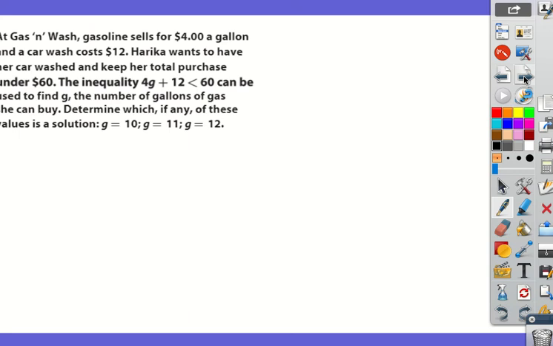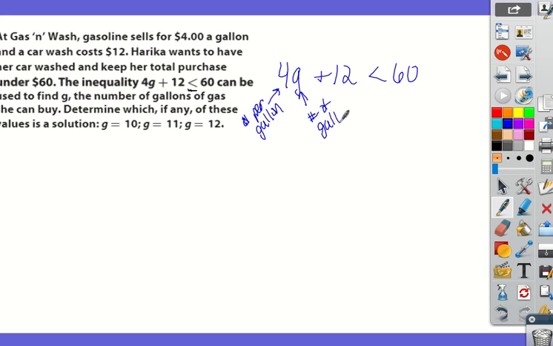Okay, so next problem. At the gas and wash. Gasoline sells for $4 a gallon and a car wash costs $12. Erica wants to have her car washed and keep her total purchase under $60. Here's the inequality, now this one's going to be a little bit different. So we have 4G plus 12, and again, I'm just going to break this part down a little bit. So we have the cost per gallon. We have the number of gallons. We have the car wash cost.